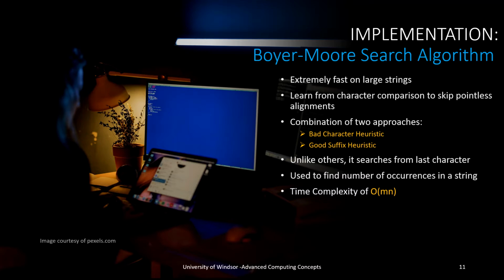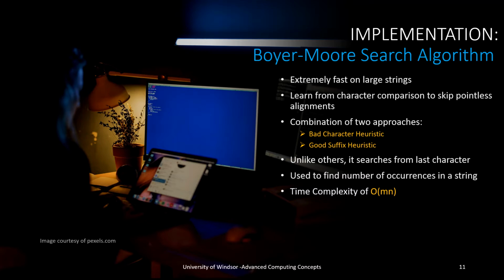Now, what is a bad character heuristic? A character in the text that has no match with the pattern is called a bad character. Now, when there is a case of mismatch, we shift the pattern until it becomes a match, and the pattern moves past the mismatched character. The bad character heuristic does not always provide good suggestions.